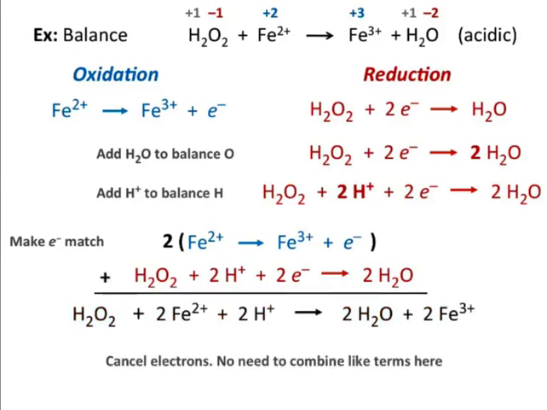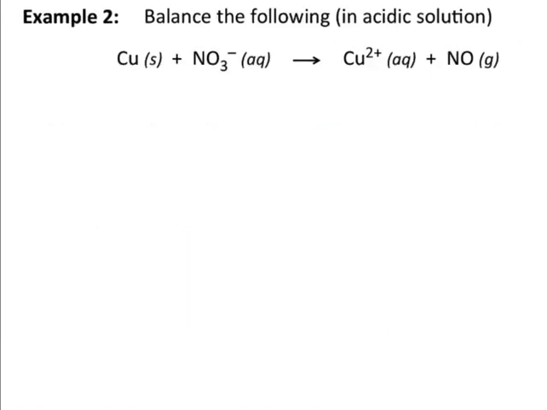Then we can add it together, and we'll cancel out the electrons because they're the same on both sides as they need to be. Then for this reaction, nothing else needs to be canceled out. So great, we're done. All right, let's do another example. Let's balance this reaction, also in acidic solution.